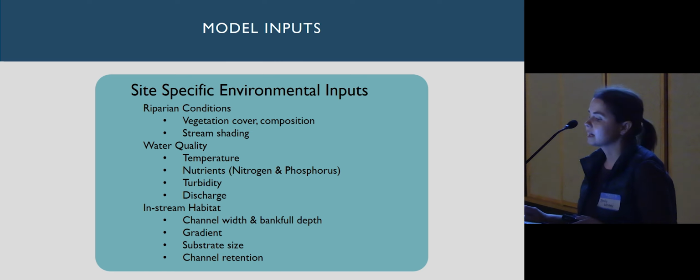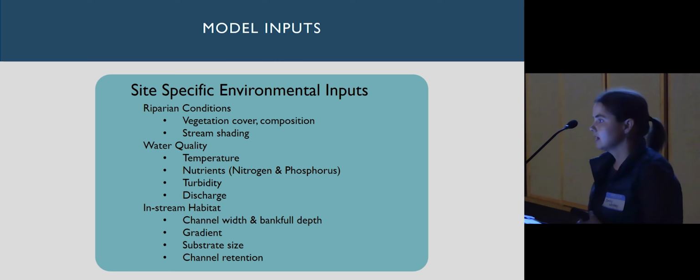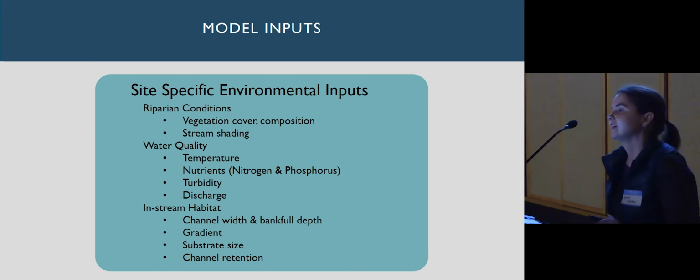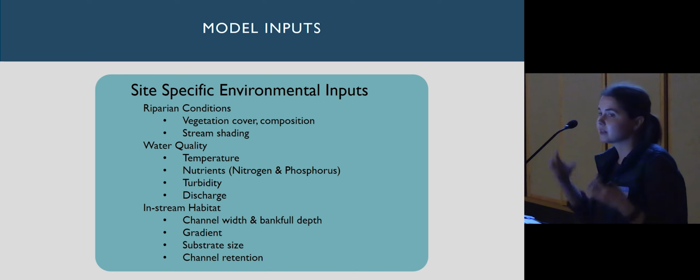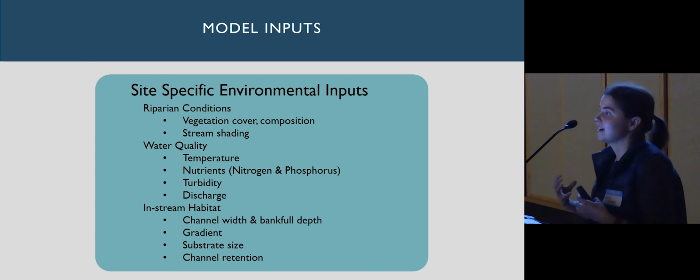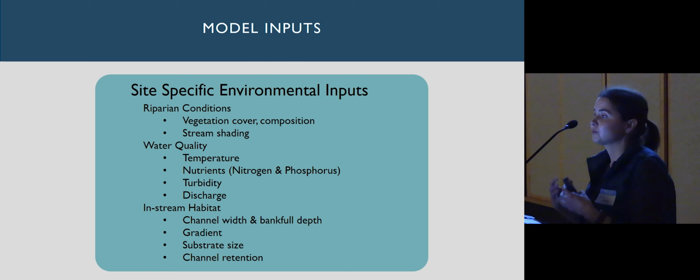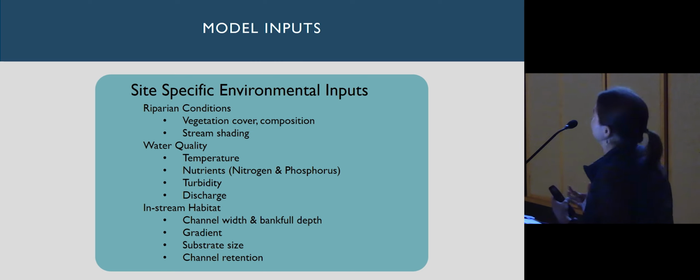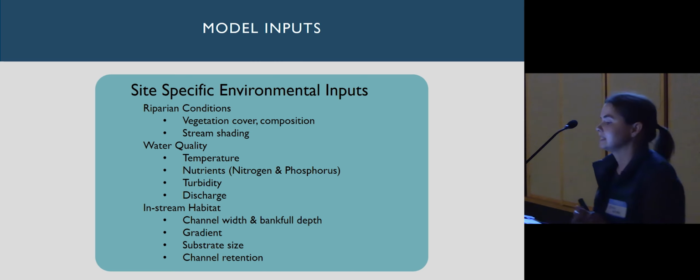And into that, we put a number of site-specific inputs. Before I start, I just have to say thank you to all of you who have been collecting this data, both for the T3 sites and through other projects. It meant that when we went to parameterize this model, there was a great wealth of data available to plug in.